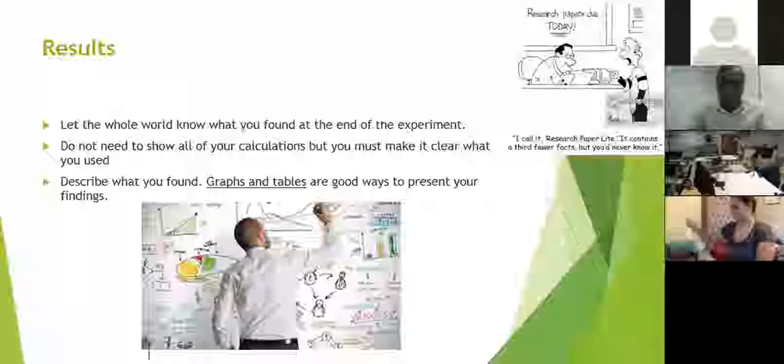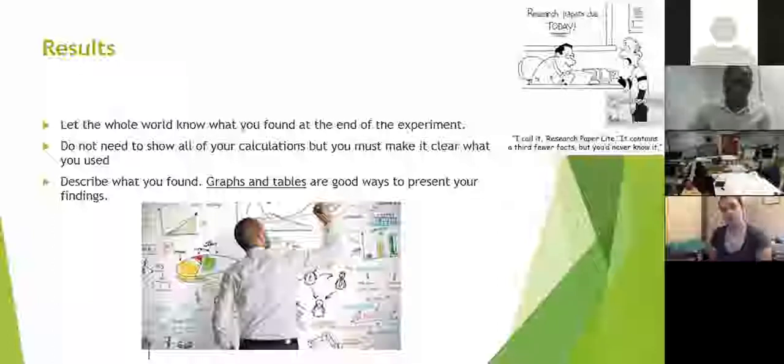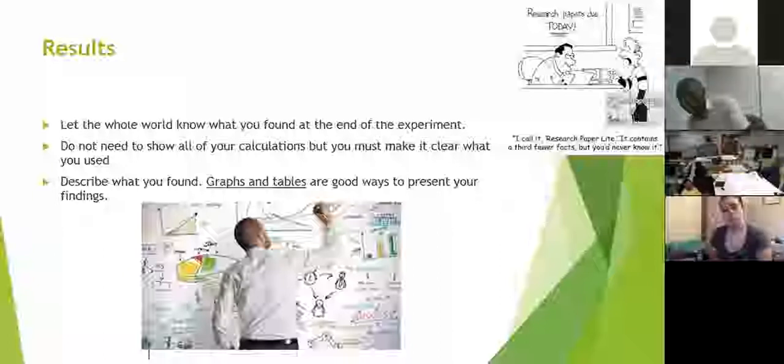Just telling everybody what you know. But you don't need to show all the different types of calculations you made in your results, but make it clear what type of calculations you're using, what type of statistical software you're using. You don't need to go into the details of how you did them, but always make sure you state it clearly and describe what you found. And one of the best ways to illustrate that is using graphs and tables, because it's easy to summarize your findings in graphs and tables.